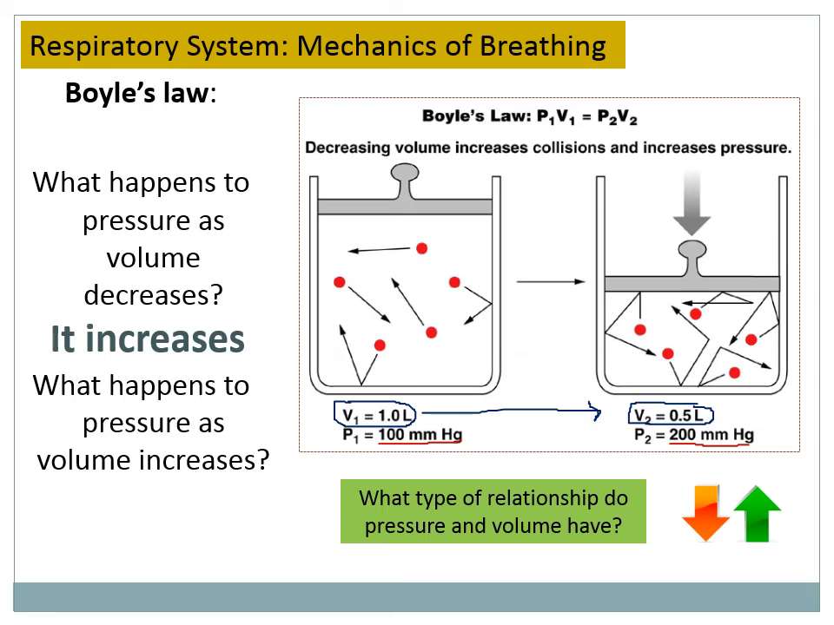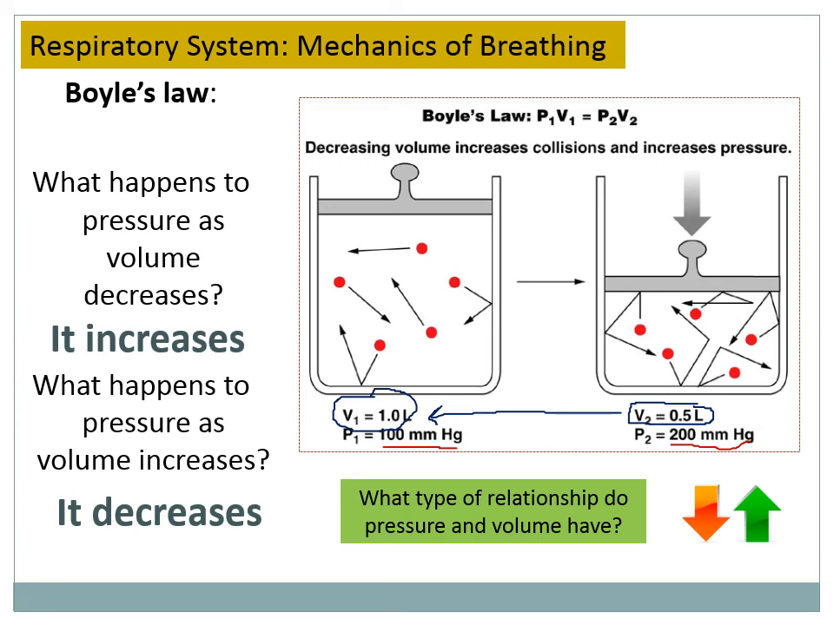Now notice that this is kind of the same question, only in reverse. What happens to pressure as volume increases? So if we were to look at it in the other direction, we start out with 0.5 liters and we bring the volume up to 1. Looking at pressure this time around, we can see that pressure started at 200 and it has now gone down to 100. So pressure decreased when the volume increased.